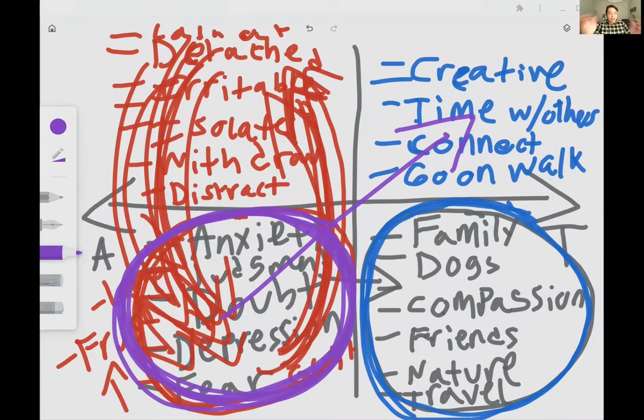Now, at this point, clients will give you one of those full-bodied yeses, not just with their head nodding, but like every single part of their body will say, yes, that's what I want to do. And you say, excellent, let's do it.